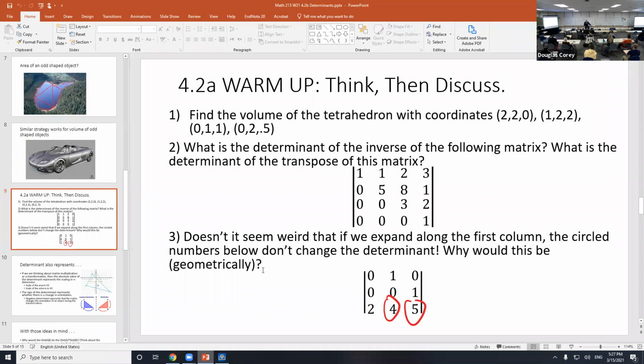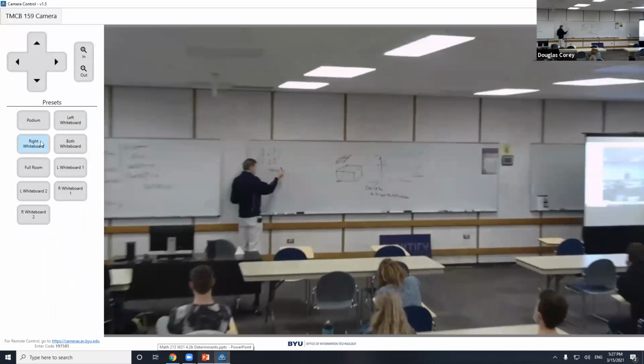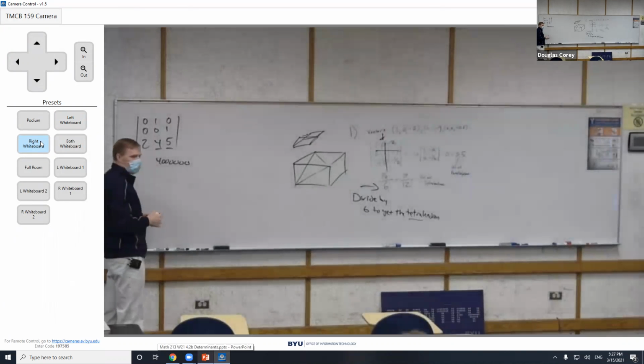Number 3. Doesn't it seem weird that if we expand along the first column, the circled numbers below don't change the determinant at all? 0, 0, 2, 1, 0, 4, 0, 1, 5. I could put in whatever numbers I want in here. If I make the 4 a million, it doesn't change it one bit. Make the 5 a 0, doesn't change it one bit. Doesn't that seem weird?